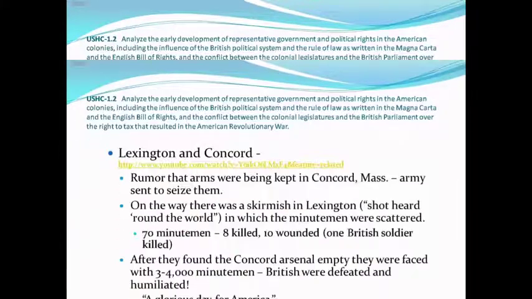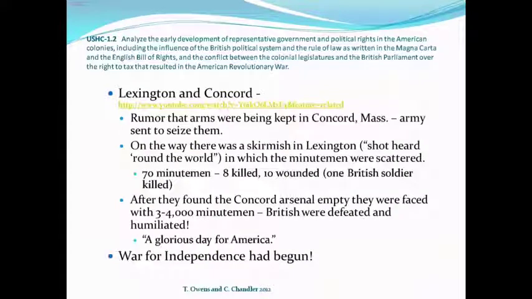Not long after, the first shots of the war occur. There's a rumor that there are arms being kept in Concord, Massachusetts, so the British Army goes up to seize those arms, and then on the way there's a small little skirmish that happens at Lexington. And then there's another battle at Concord that happens just after that, in which the British were defeated by a lot of the Minutemen, which were the colonists that were the militia. And the War for Independence began right there.